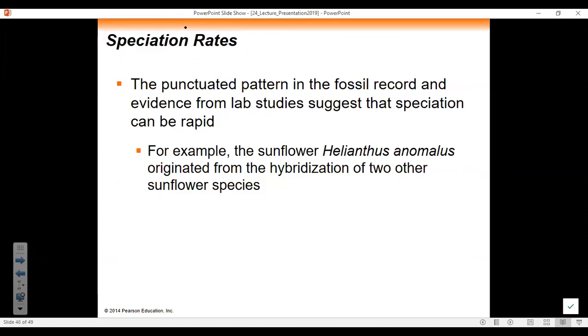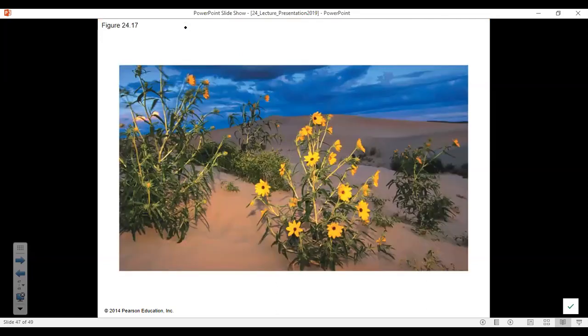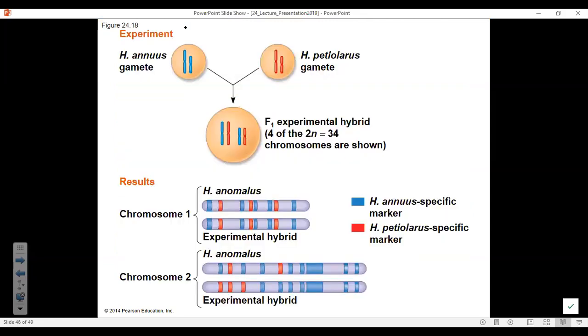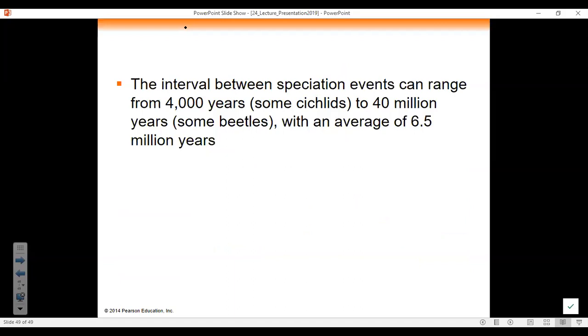That is how we got the sunflower, punctuated equilibrium. We ended up getting our beautiful sunflower from the hybridization of two other sunflower species. So if we had never had that hybridization happen, we would never have had our beautiful sunflowers that we love to look at and take pictures of. It all came from the combination of the genes of two different species, but similar enough that they could still reproduce and create this hybrid, and that is how we got our sunflower.